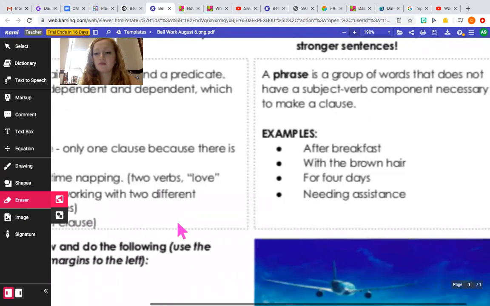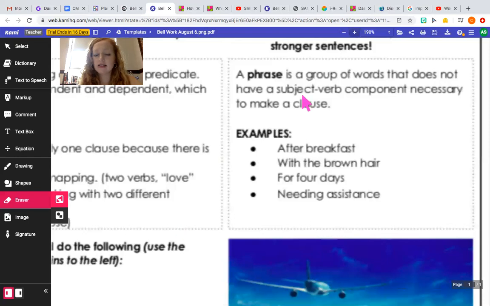Okay? Let's talk about phrases. A phrase is a group of words that does not have a subject-verb component necessary to make it a clause. So it has either a subject or a predicate, okay? So a subject or a verb, a noun or a verb, not both.